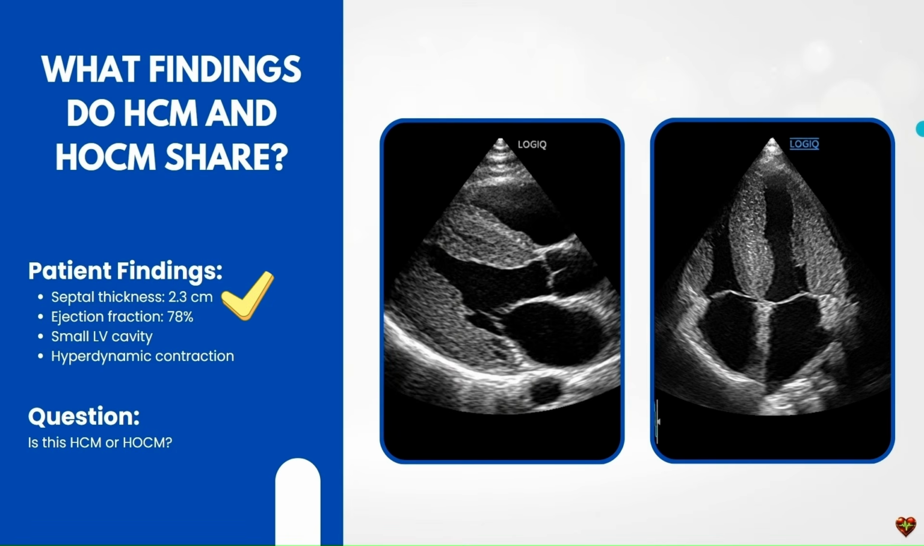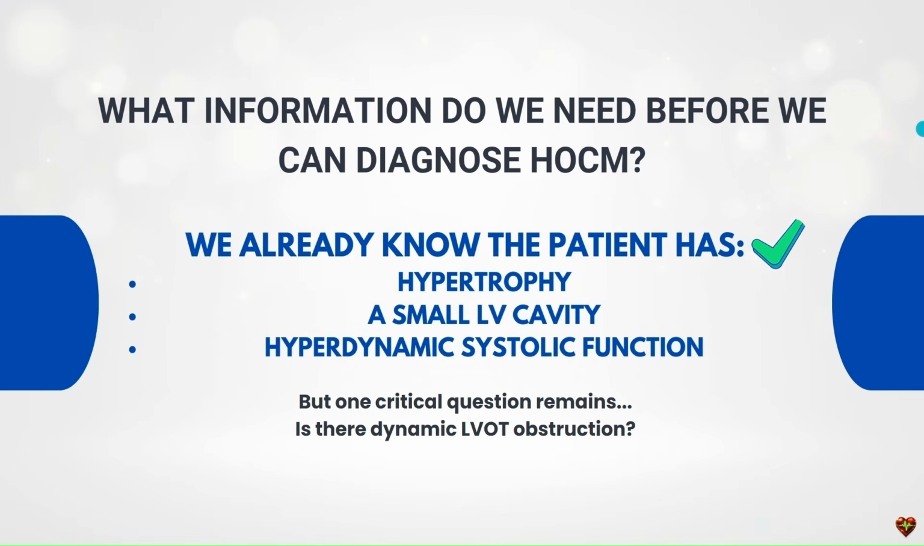We know the patient has hypertrophic cardiomyopathy. What we do not yet know is whether that hypertrophy is causing obstruction, and that is the entire purpose of today's lecture. Our goal as sonographers is not simply to identify thick myocardium. Our job is to determine whether that myocardium creates obstruction. We already know this patient has HCM, but one critical question remains. Is there dynamic LVOT obstruction? To answer that, we'll need to evaluate the LVOT, look for SAM, and use Doppler to measure the gradient.